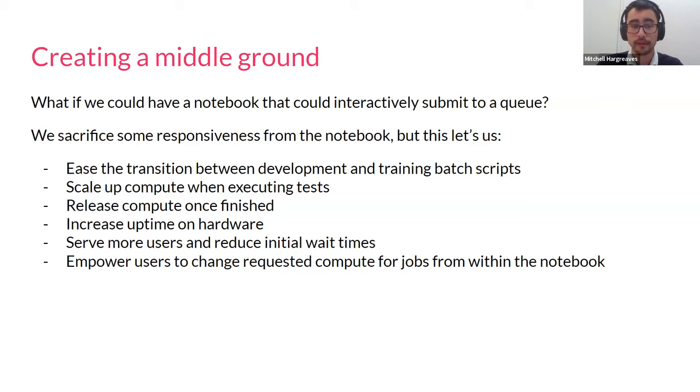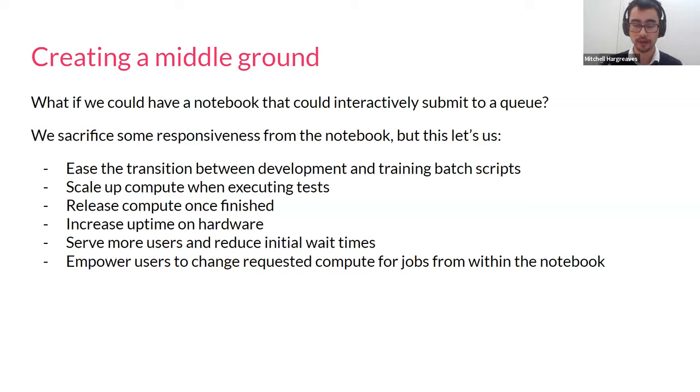because the code that you run within a notebook is very similar to what will then work on a batch script. And it means that it'll scale up quite easily, because you can change the amount of compute that you need interactively. And because your notebook is submitting to the queue, you can then release that compute once you're done, which means that somebody else can use it while you're not.